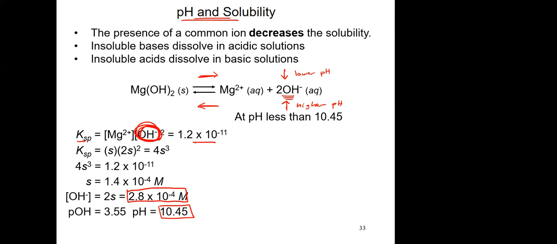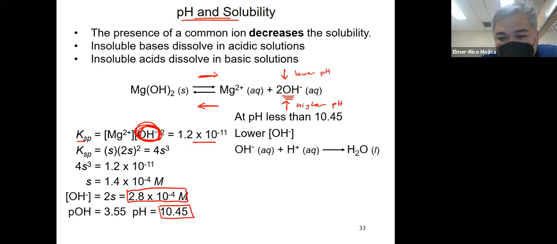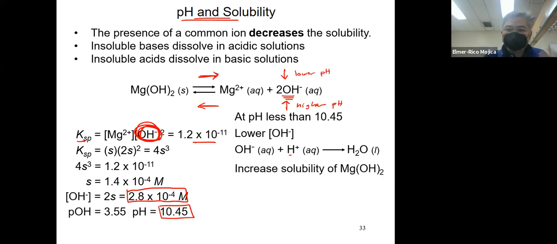Lower. Okay, at pH less than 10.45, the OH is lower because the pH is lower. What happened to your hydroxide at pH lower than 10.45? It reacted with the H plus. So once you react your hydroxide with H plus, there's no hydroxide here, so the forward reaction is favored and it increases the solubility of the magnesium hydroxide.